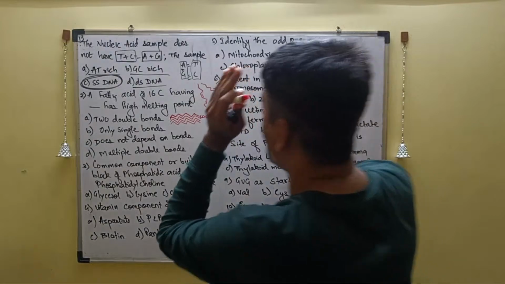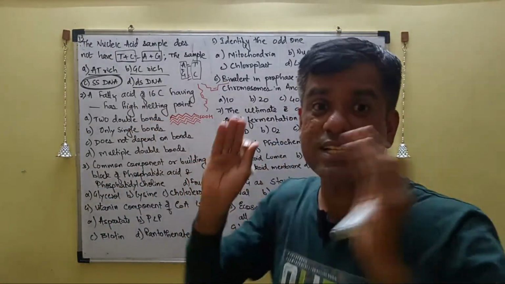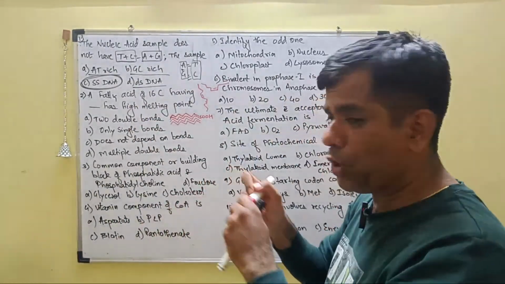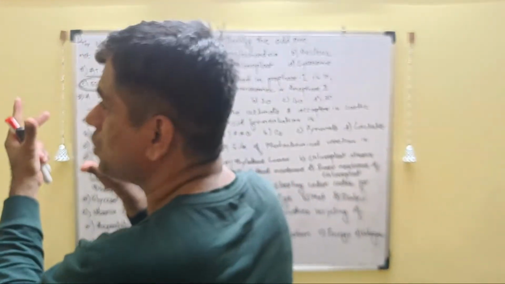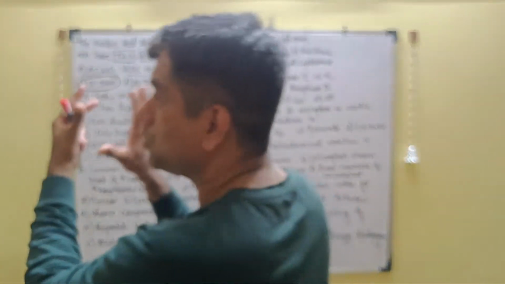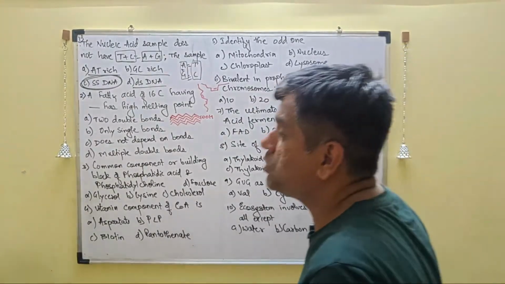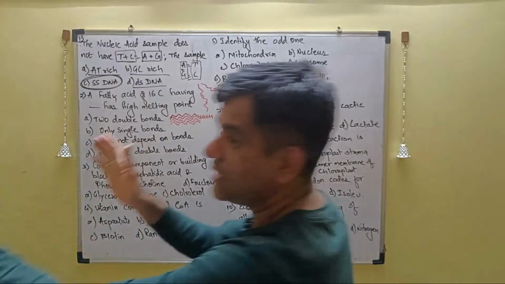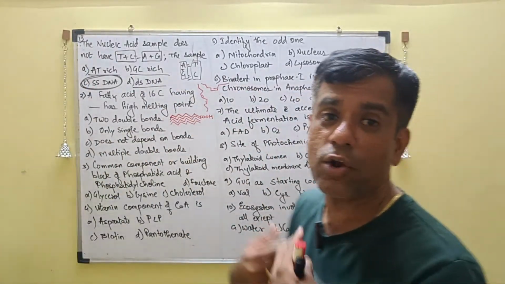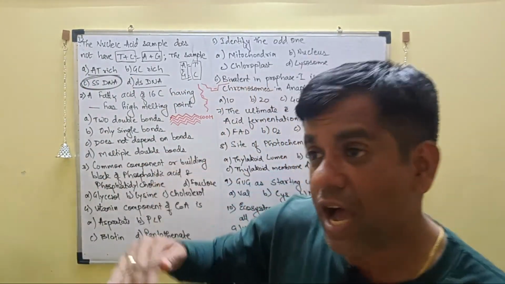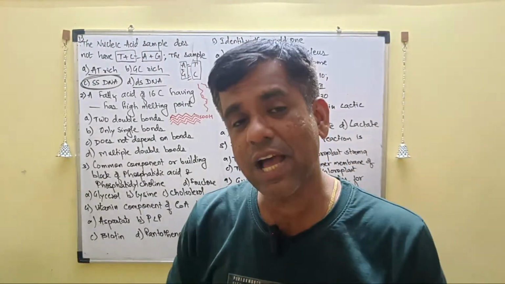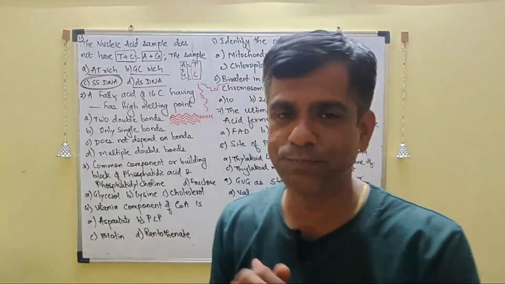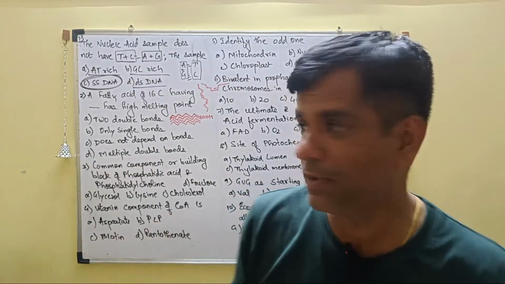If it is having only single bonds, if it is only a saturated fatty acid, the molecules are very close to each other. And when the molecules are very close to each other, obviously you will have to supply a lot of energy to separate them, right? Going from a solid state to a liquid state, you will have to supply a lot of energy, and therefore it will have a high melting point. So the one which has all single bonds will have a high melting point.